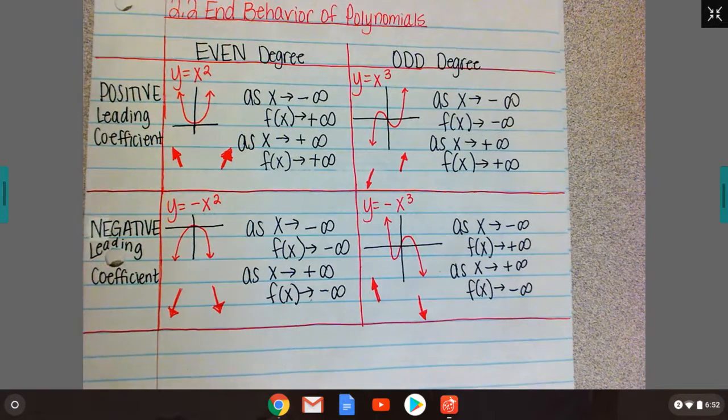So this chart will be one that you'll have to end up memorizing. I hate to say that N word.